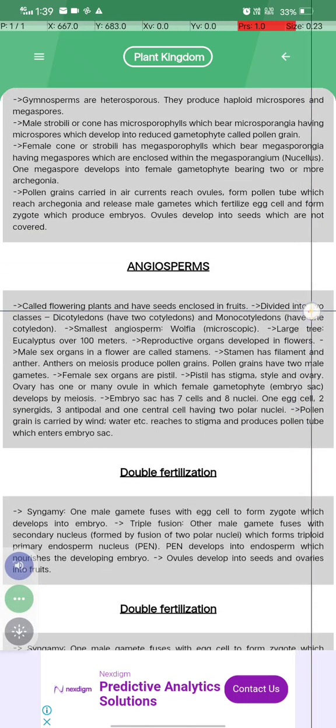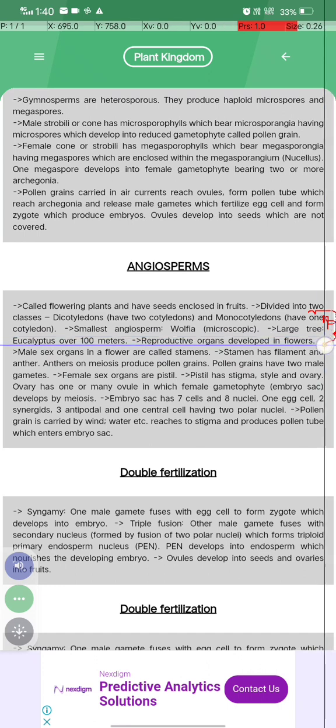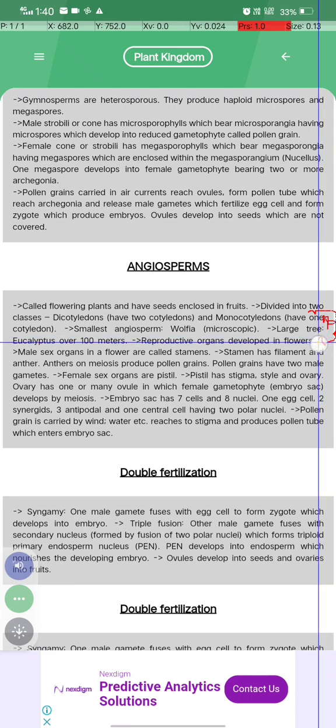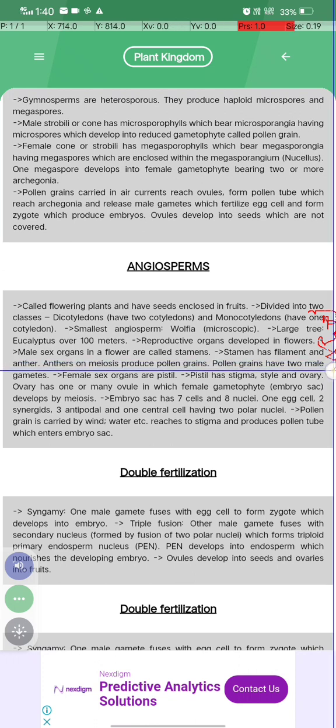Angiosperms are called flowering plants and have seeds enclosed in the fruit, and they are divided into dicotyledons with two cotyledons and monocotyledons. The smallest angiosperm is Wolffia and the largest is Eucalyptus, at over 100 meters. Reproductive organs develop in the flowers, and the male sex organ in a flower is called the stamen. The stamen has a filament and anther. The anther on meiosis produces pollen grains.